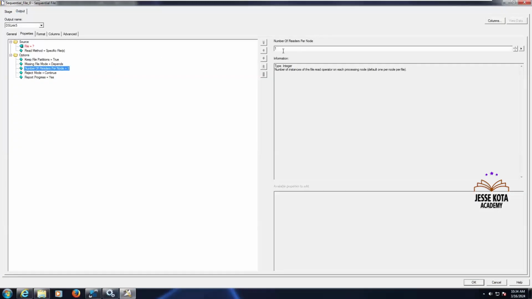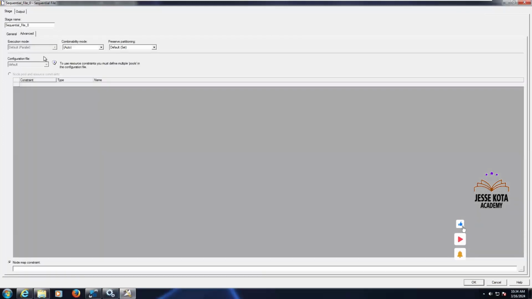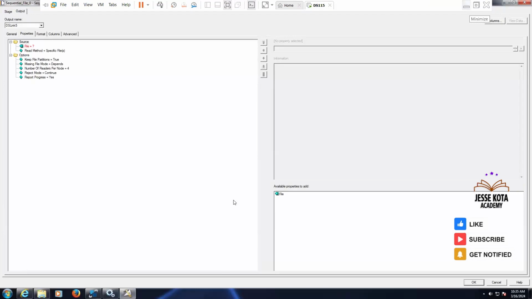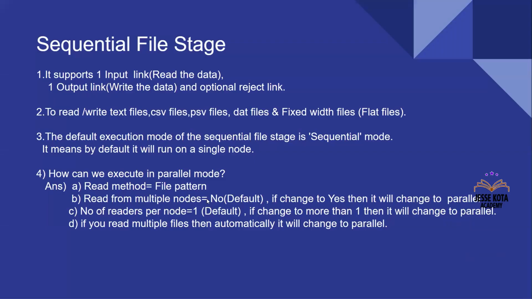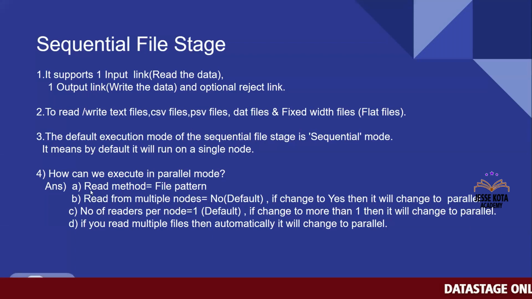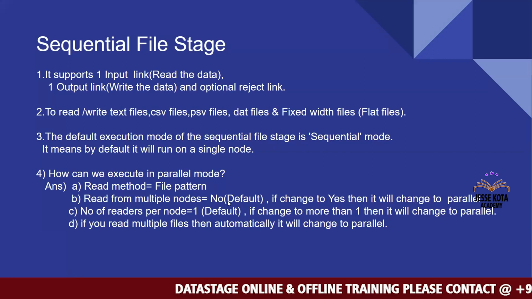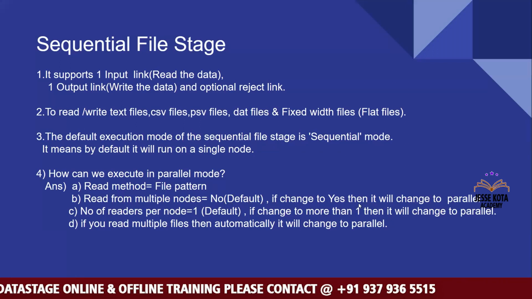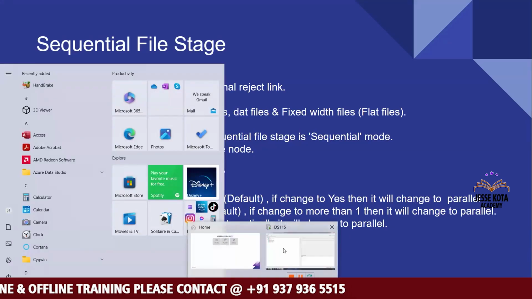If it is four nodes, now let's see, I want to run it in four nodes. See, now it has been converted into parallel. So that is the second option where we can convert from sequential to parallel. Number of nodes, read from multiple nodes. So the first option, I mean A and C, we have discussed. Read from multiple nodes option, by default it will be no. If you change it to yes, then it will convert into parallel. Okay, so now let's see that option.